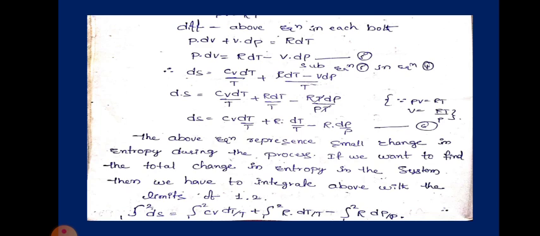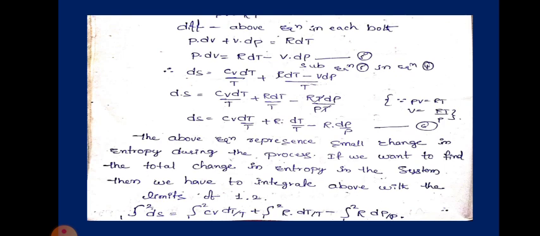So substitute equation number 5 in equation number 4. Therefore ds is equal to cv dT by T plus R dT by T minus RT dP by PT. Since PV is equal to RT, V is equal to RT by P. So T in the numerator and denominator gets cancelled. That is ds is equal to cv dT by T plus R into dT by T minus R dP by P. So this is equation number 6.